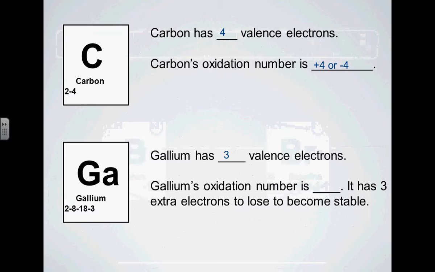Gallium. 3 valence electrons. What's its oxidation number? Chloe? Plus 3. 3 extra electrons. Why is it plus 3? Because it has 3 extra that it would like to get rid of. Does it stay the same element when it loses or gains electrons? Yeah, because it's the protons that determine what element it is.